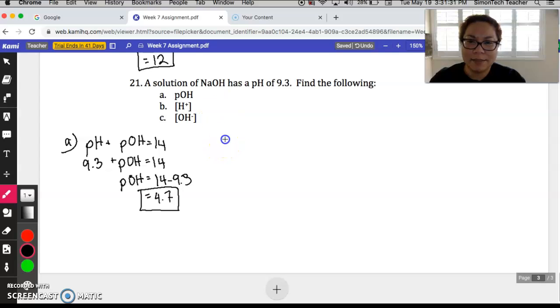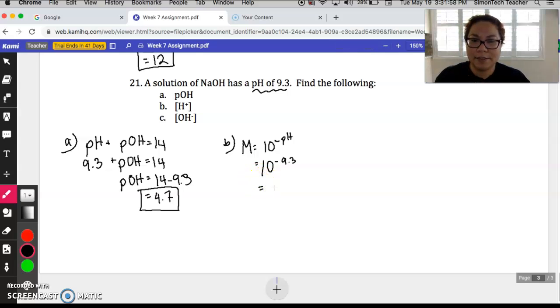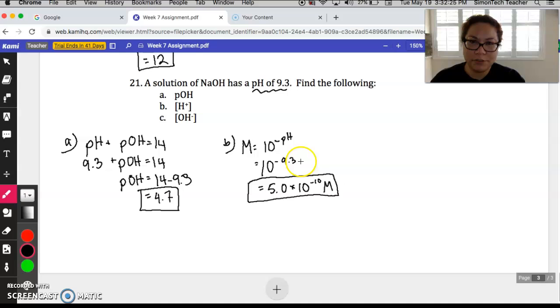Okay. And let's do B. The concentration for acid, we're going to use this equation, the inverse log, 10 to the negative pH. And let's plug that in, 10 to the negative 9.3. How did I get 9.3? It's up here. And then the answer, the concentration for this, use the inverse log of negative 9.3. And your answer comes to be 5.0 times 10 to the negative 10. That is the concentration for the acid.